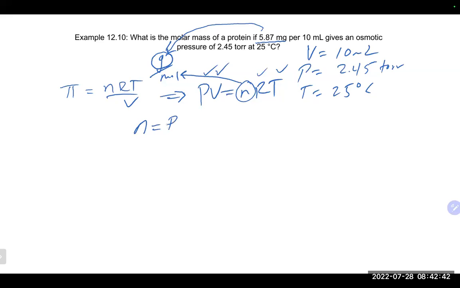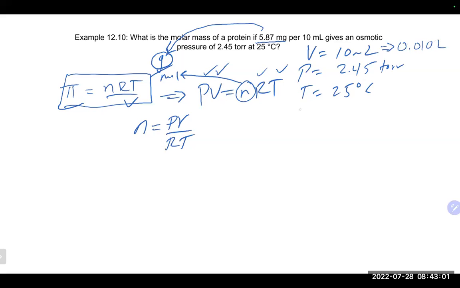n would be PV over RT. It is important, although it may be disguised here, it is still really the ideal gas law. So you still need to make sure everybody's in the correct units. So we do need to convert our volume into liters. If we divide that by 1,000, that gives us 0.01 liters.